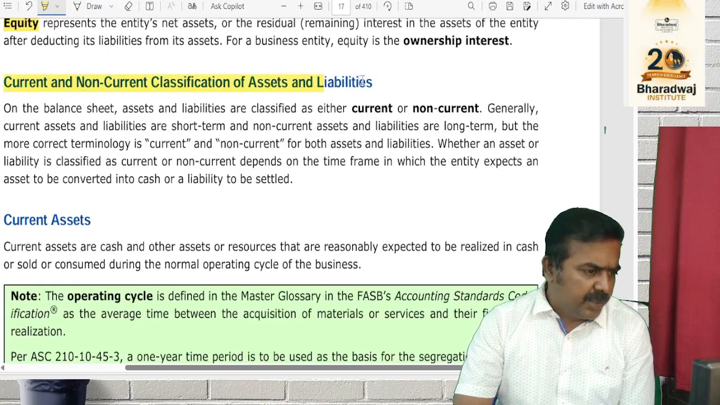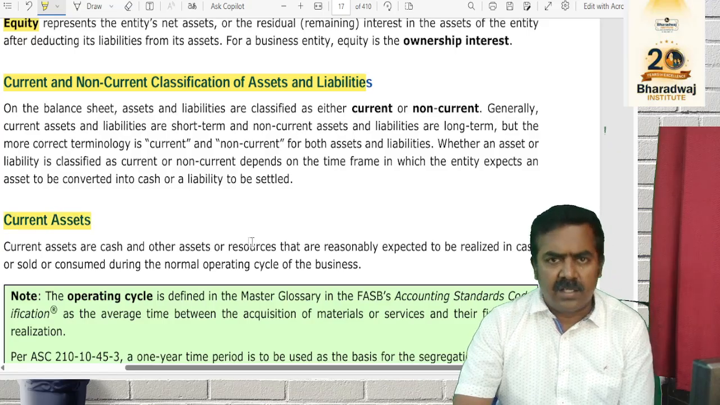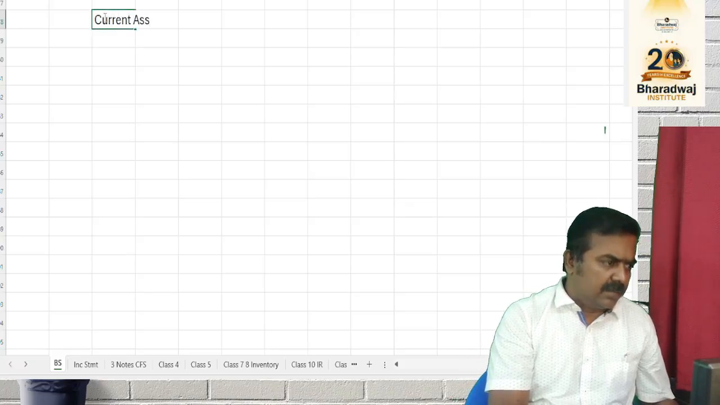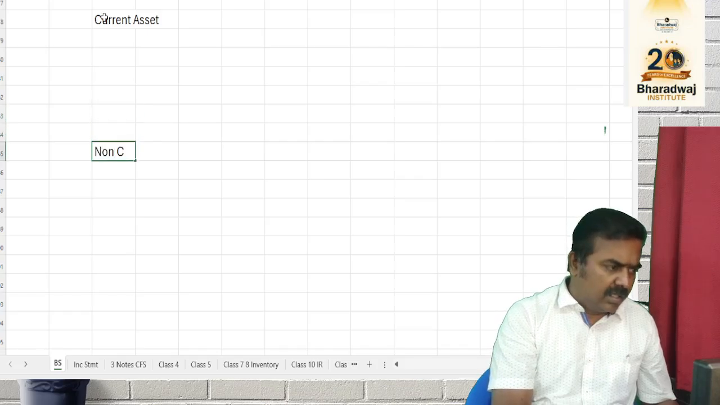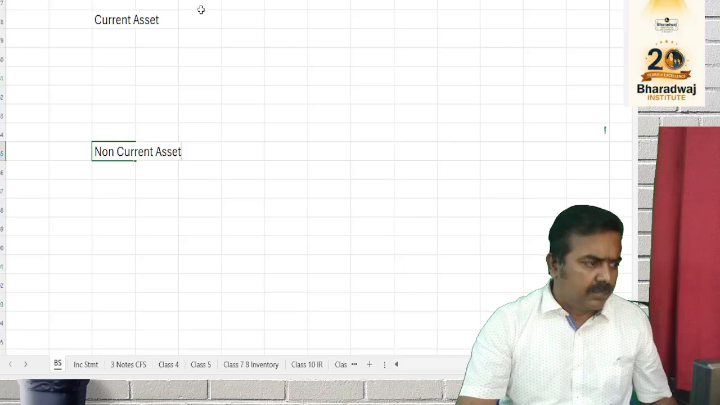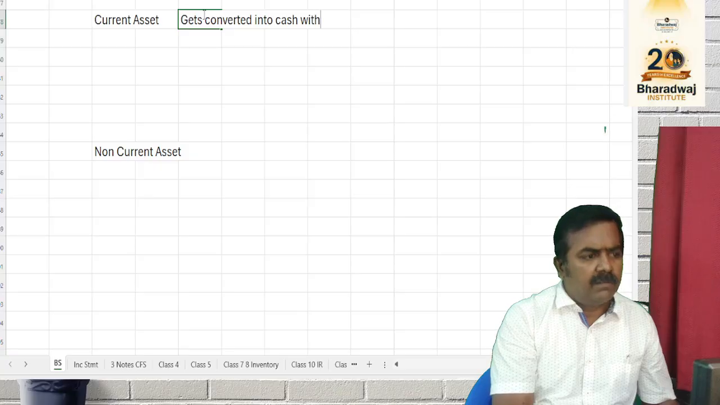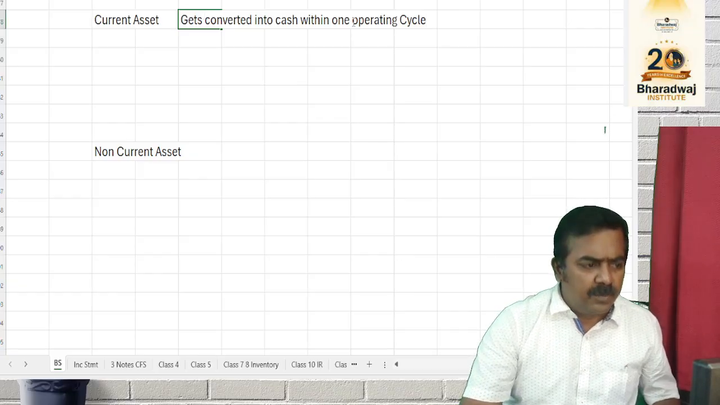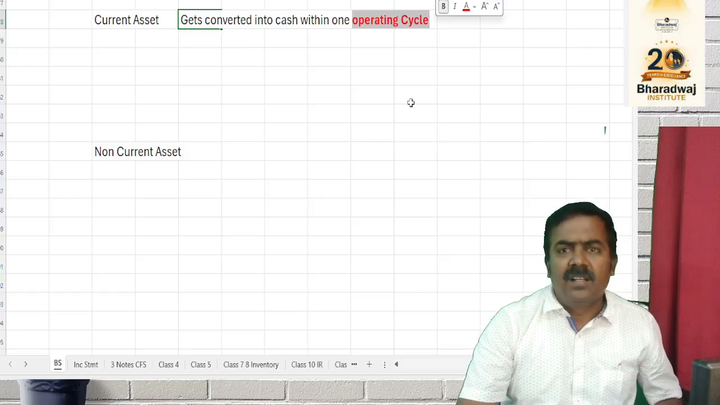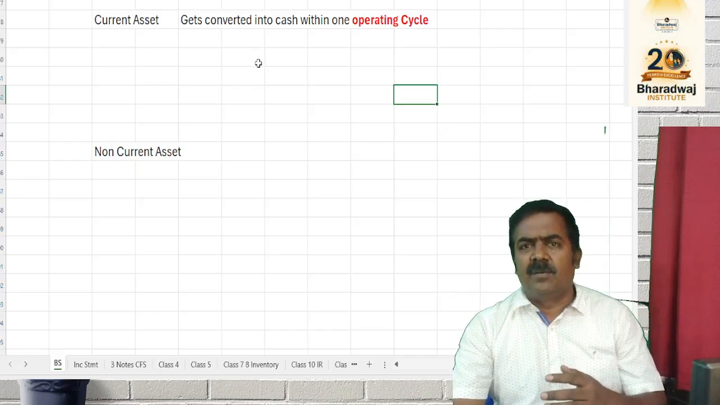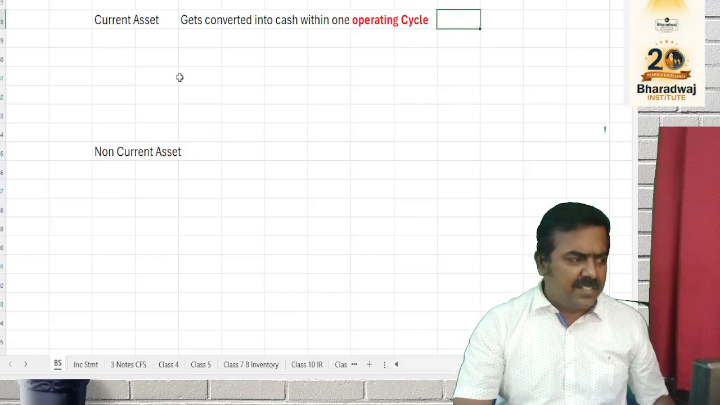Then assets are further classified into current and which one? Non-current assets. Sir, what is a current asset or a non-current asset? It gets converted into cash within one operating cycle. Please remember, it is not within 1 year. It is called one operating cycle. What do you mean by this? Normally in India, we say current assets are convertible within 1 year. The operating cycle is generally 1 year.